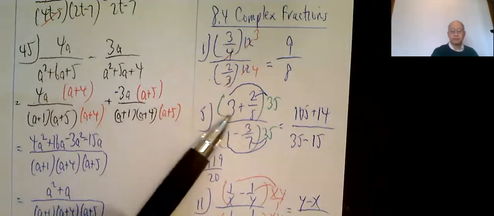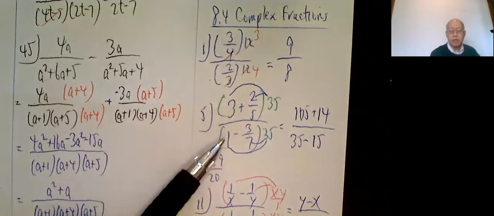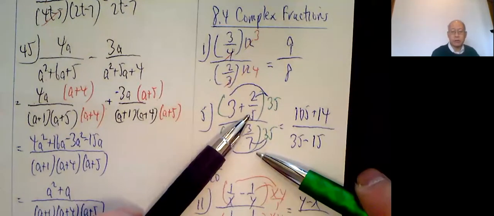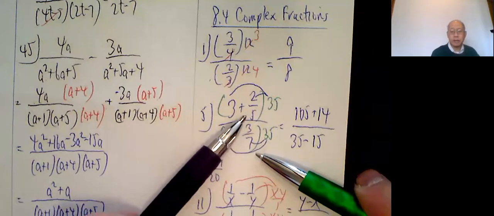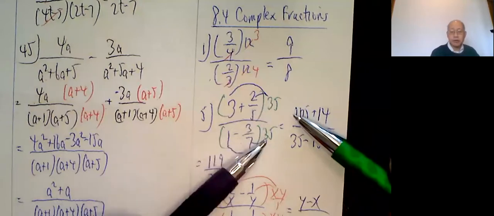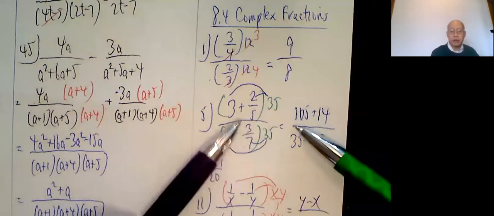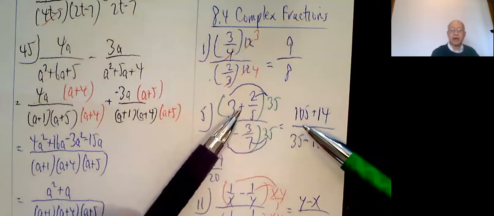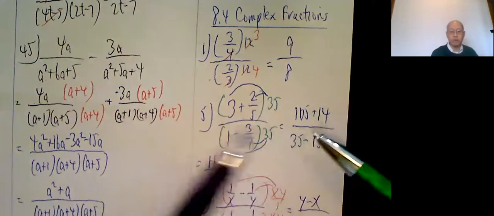Okay, so number 5, 3 plus 2/5, 1 minus 3/7. So look at these two denominators, 5 and 7. What's considered a common denominator? 35. So multiply by 35 over 35 in the main fraction. That'll clear up the 5. That'll clear up the 7. Okay, so the object is to get rid of the fractions inside fractions. I just want one main fraction.